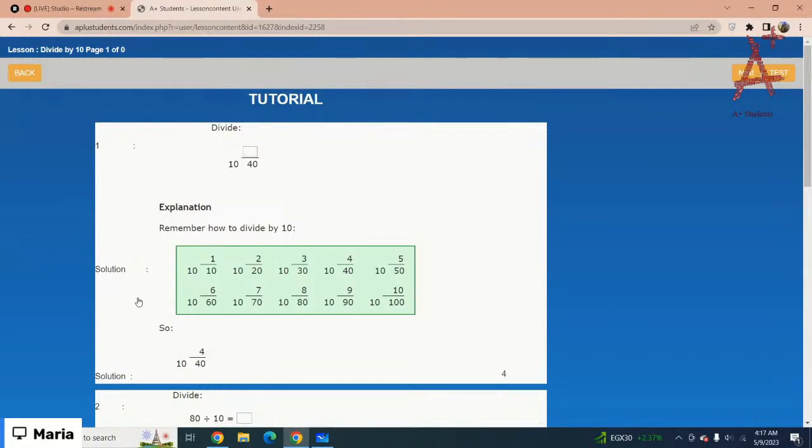10 times 4 is 40. So the correct option is 4. Let's just start with the test question.